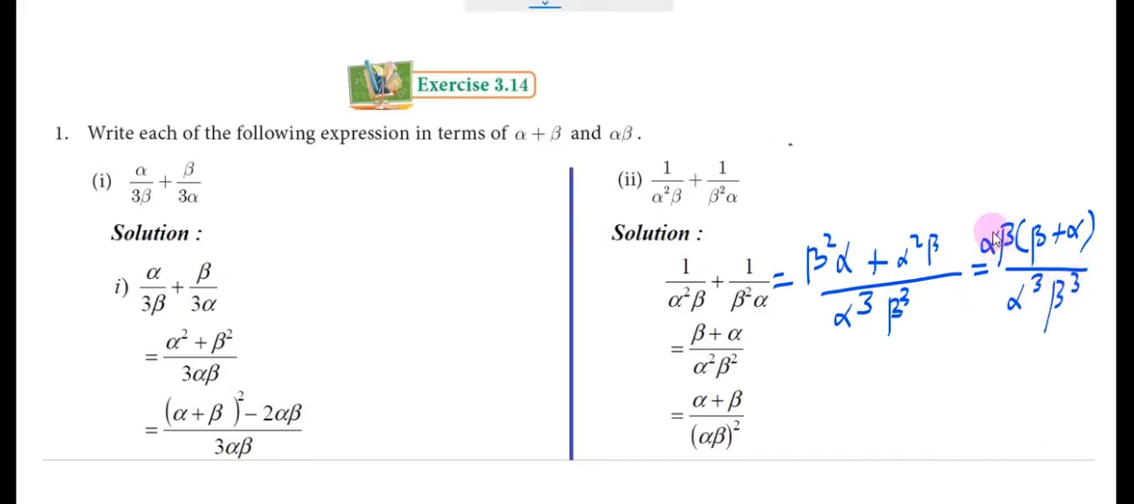Now let us cancel alpha, so here 2, and beta there also 2, so the denominator is alpha square beta square. So the numerator we have beta plus alpha over alpha square beta square, that is equal to alpha plus beta. Let us rearrange: alpha plus beta by alpha square beta square, this is alpha beta the whole square, am I right? So alpha beta the whole square. Okay.